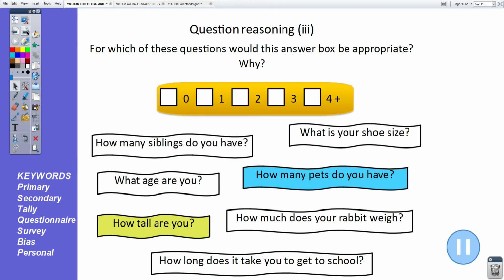Okay, let's have a look. How many siblings do you have? Siblings means sisters and brothers. You could have 0, 1, 2, 3 or 4 plus. That would be fine. Shoe size. It's unlikely that you would have a shoe size 1 or 2, but you certainly could not have a shoe size 0, so that would be inappropriate. What age are you? No. How many pets do you have? 0, 1, 2, 3, 4 plus. That's fine. How tall are you? No. How much does your rabbit weigh? No, there's nothing in kilograms there. How long does it take you to get to school? No. Okay, so there was only 2 that were actually appropriate for this particular set of answers.